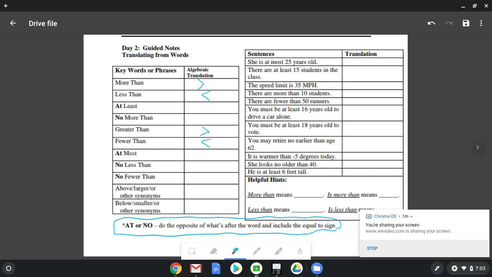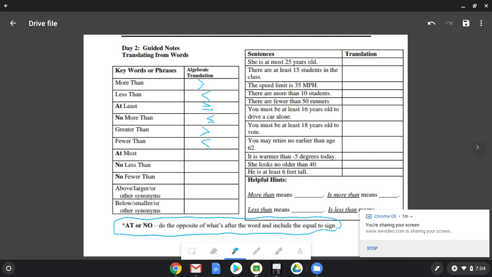So at least, the opposite of least or less than is going to be greater than. So it's going to flip. And then the word at or no always tells you it's got the equal sign underneath as well. So whenever you see the word at or no, you have the equal sign underneath, and we do the opposite of what's after the word at or no. So more than is usually a greater than sign, so we're going to do the opposite because the word no is before it, and it has an equal to sign because of that word no.